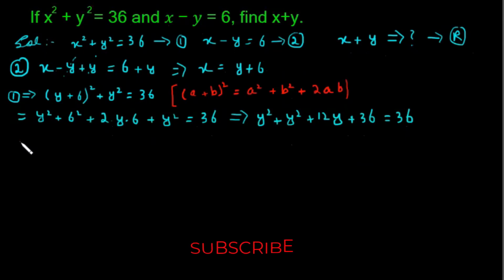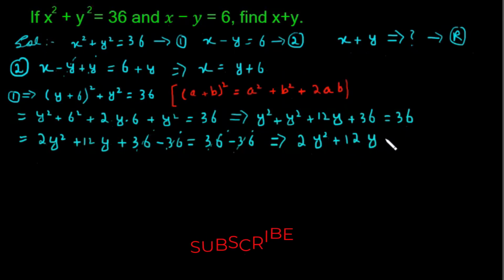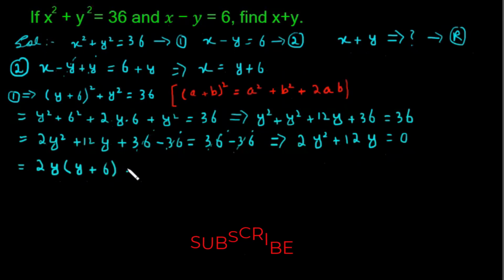So this will give us 2 times y squared plus 12y plus 36 is equal to 36, and here I have to take this 36 to this side. As a result, its sign will be reversed, or I can also subtract 36 from both sides. So this will cancel with this one, and I will be left with 2y squared plus 12y is equal to 0. So I will take 2y common from this side of the equation. Taking 2y common, we are left with y plus 6 is equal to 0.